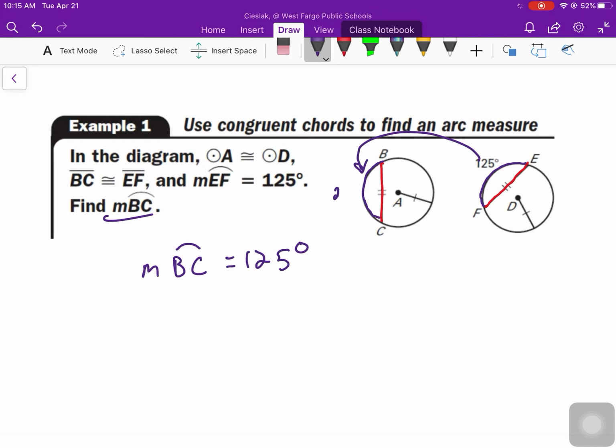It's that simple. Okay, so like if I said this was 2x plus 5 and said solve for x instead, you would say 2x plus 5 equals 125. Go through and solve.